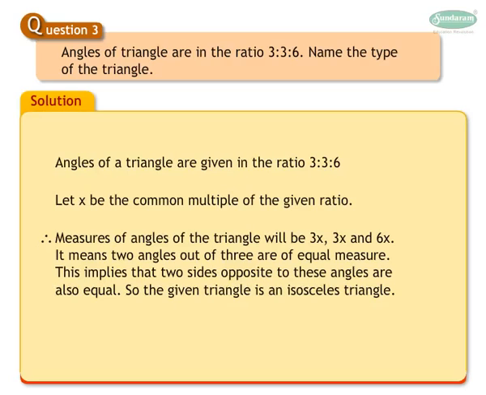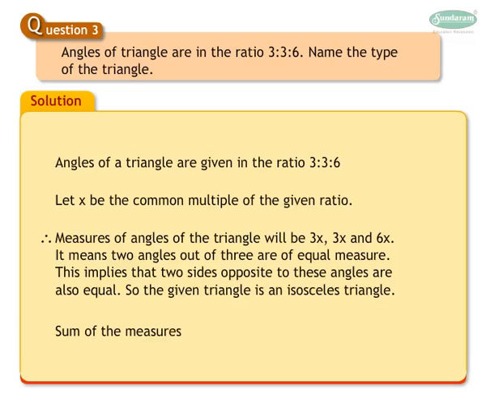It means two angles out of three are of equal measure. This implies that two sides opposite to these angles are also equal. So, the given triangle is an isosceles triangle.